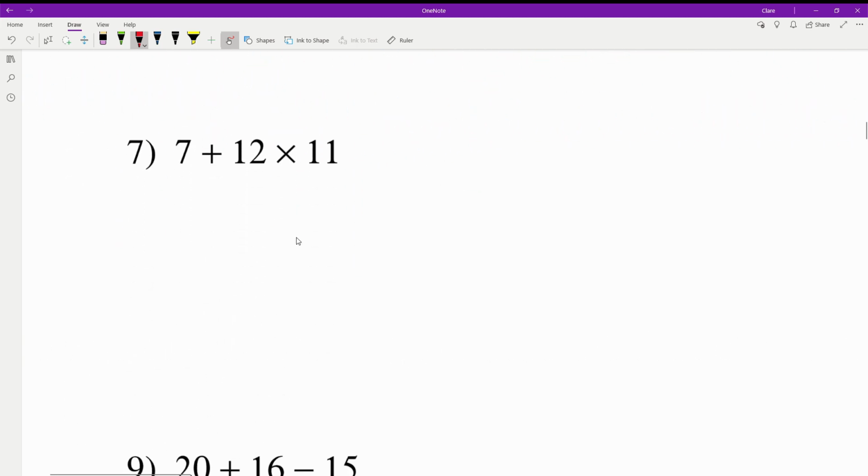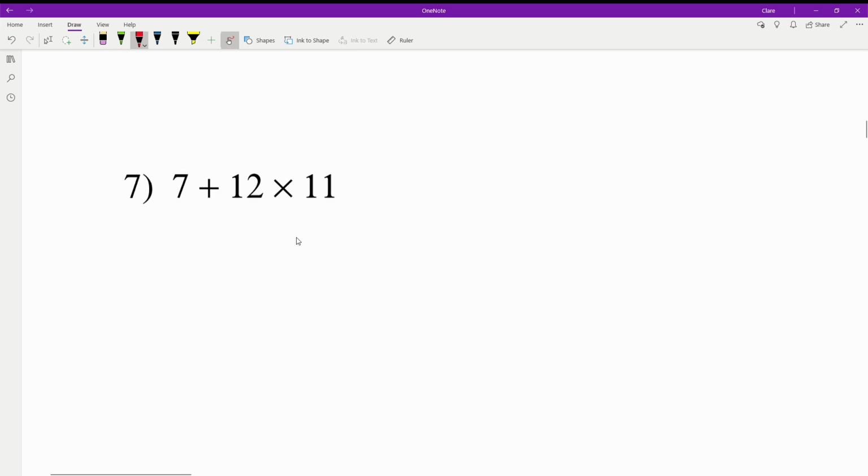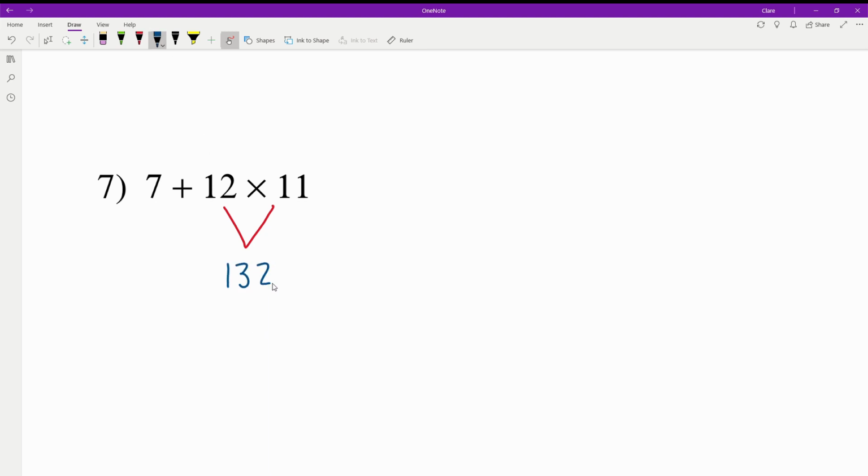In number 7, we have 7 plus 12 times 11. Addition and multiplication, which one should we do first? Multiplication. So 12 times 11 comes first, and 12 times 11 is going to be 132, and then I'll add that with 7. 7 plus 132 gives me 139. So 139 is our solution in number 7.